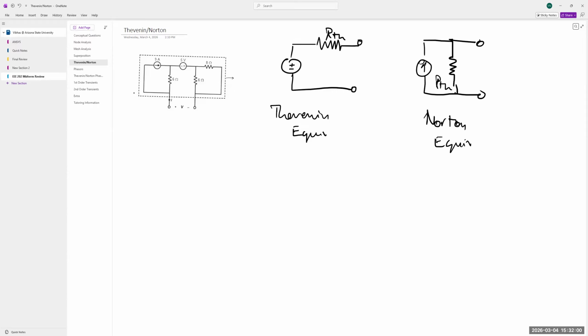So another important thing to note is that these two are completely equal to each other. If I add something over here like a resistor, it's going to be the same if I add something over here. The circuit's going to behave the same way. So another way to think of this is your source transformation.